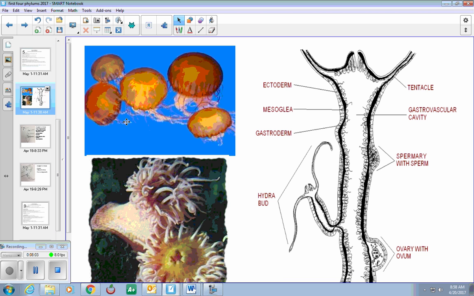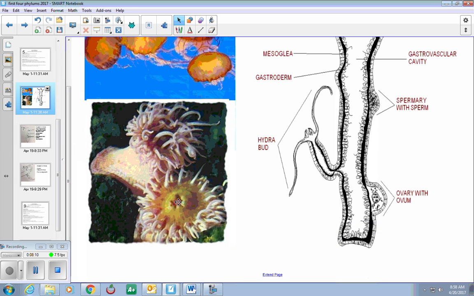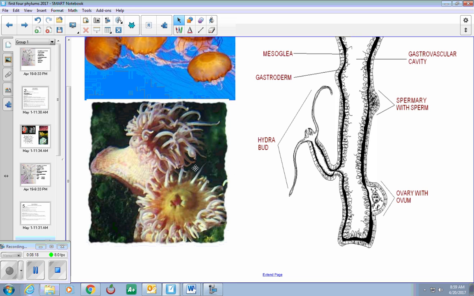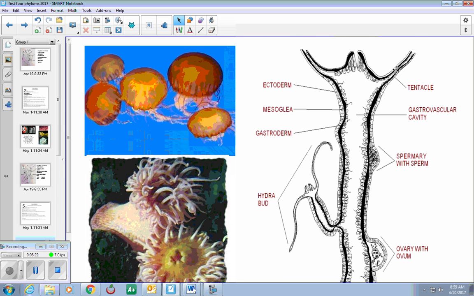So here's a typical medusa, little jelly, and here's some of your anemones, and you can see that gastrovascular cavity right there. So you see your little bud right here, your little hydra bud. We will look at hydras in class. They have tentacles. There's the gastrovascular cavity. But you can see it's just one nice big layer of tissue. Still very simple.